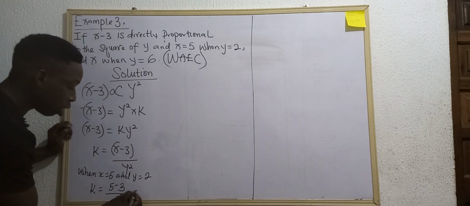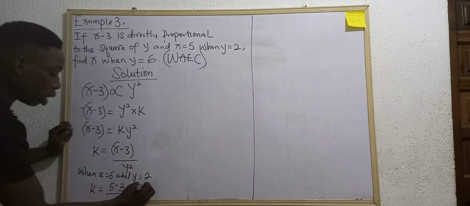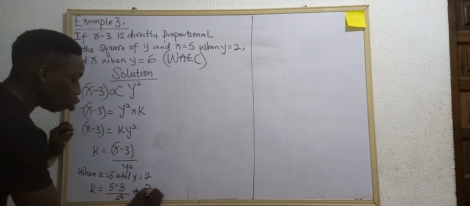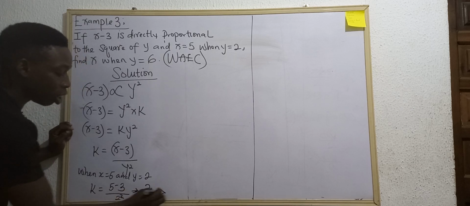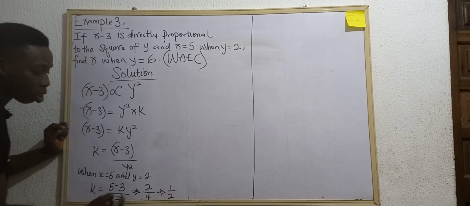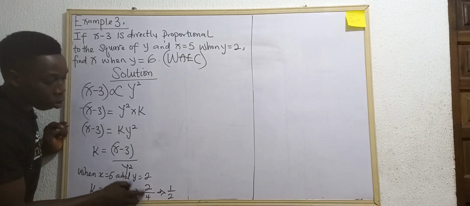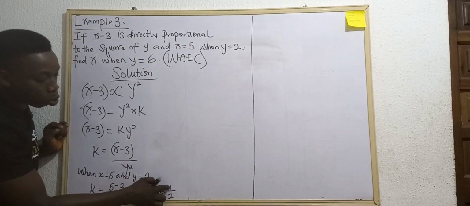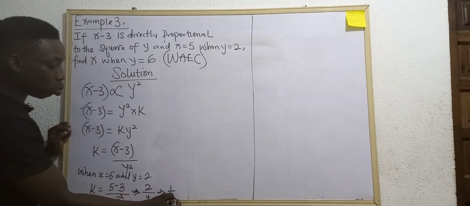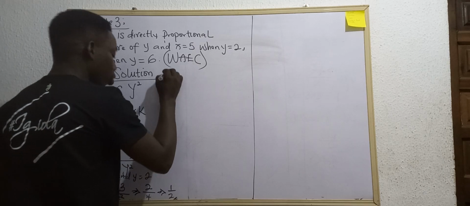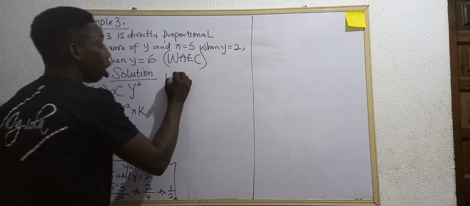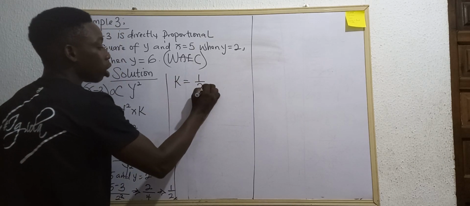So k will be equals to 5 minus 3, which is 2, over 2 raised to power 2, which is 4. When we further simplify, we have 1 over 2, because 2 and 4 have a common factor of 2. 2 divided by 2 is 1, 4 divided by 2 is 2. So we have 1 over 2. That means our k, which is our constant of proportionality, is equal to 1 over 2.